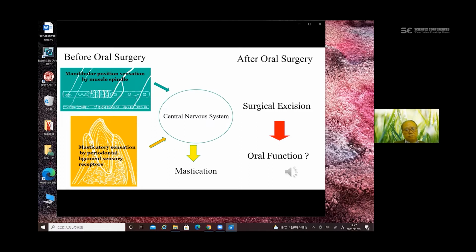However, after the surgery, these sensory receptors were also excised with affected bone in the patients to remove cancer for saving their irreplaceable life. This delay of masticatory function recovery might be due to impaired oral sensory system in the patient after surgery.